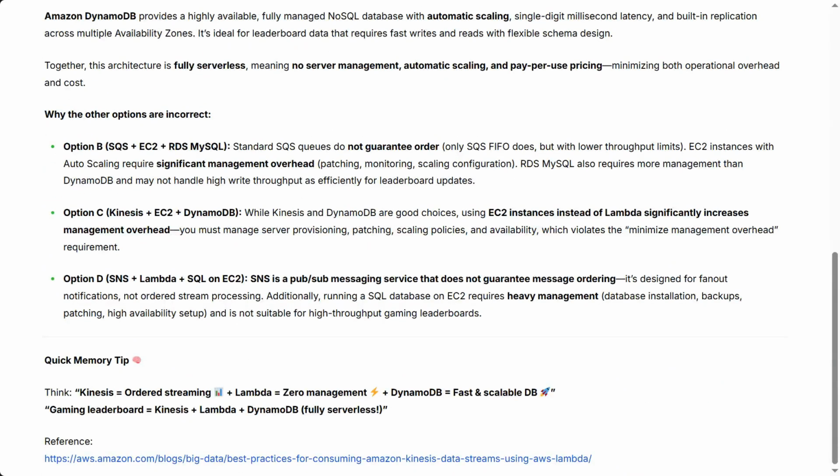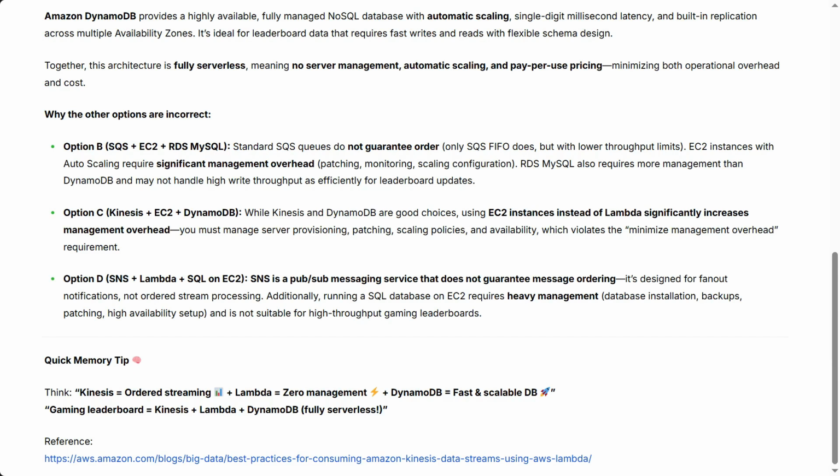Option B, SQS plus EC2 plus RDS MySQL. Standard SQS queues do not guarantee order, only SQS FIFO does, but with lower throughput limits. EC2 instances with auto-scaling require significant management overhead: patching, monitoring, scaling configuration. RDS MySQL also requires more management than DynamoDB and may not handle high write throughput as efficiently for leaderboard updates.